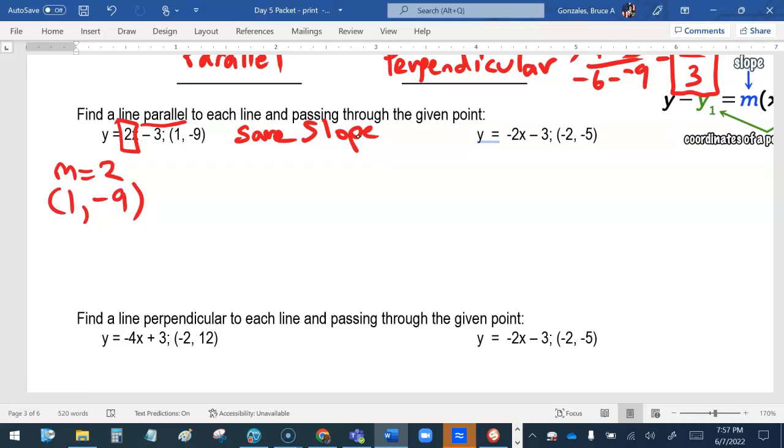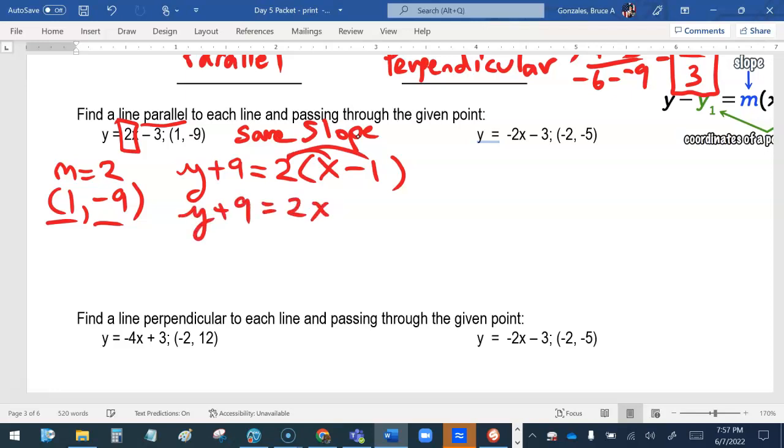So I'm going to use that point slope formula. y minus the y value, which is negative 9, so it's going to be a plus 9, equals my slope, 2, and that's x minus my x value, 1. Okay. When I distribute this, I'm going to get y plus 9 equals 2x minus 2. And then I get rid of my loner, the 9. And negative 2 minus 9 is negative 11.